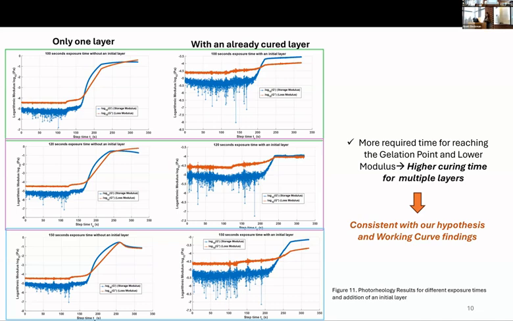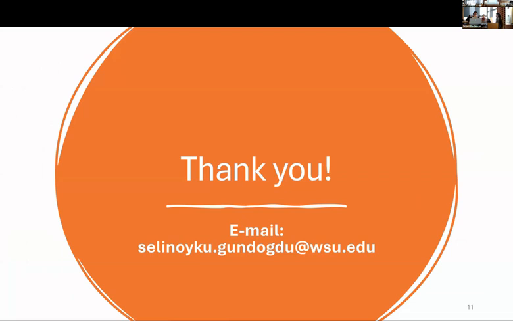Our hypothesis evolved around this idea. The working curve in the literature is not that accurate because in reality we have multiple layers, so it doesn't really explain what's going on in the interlayer adhesion. So right now we are trying to find other characterization methods to investigate the interlayer adhesion properties of our ceramic materials. Thanks so much.